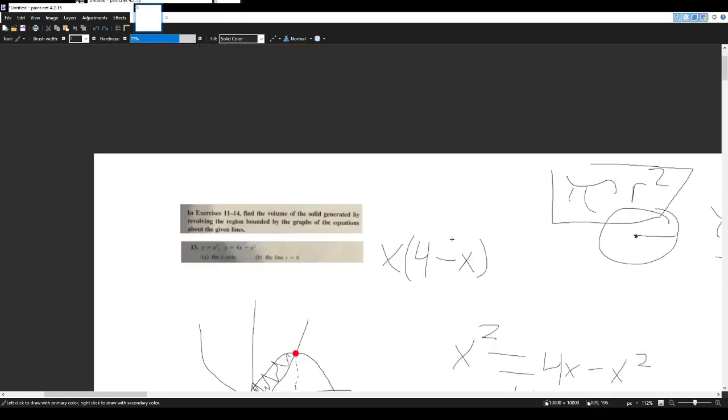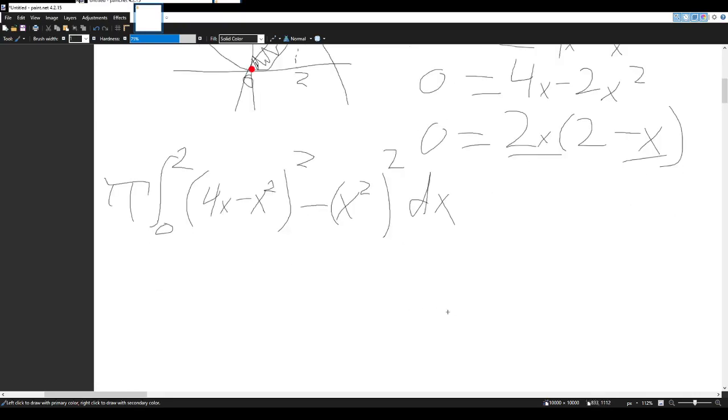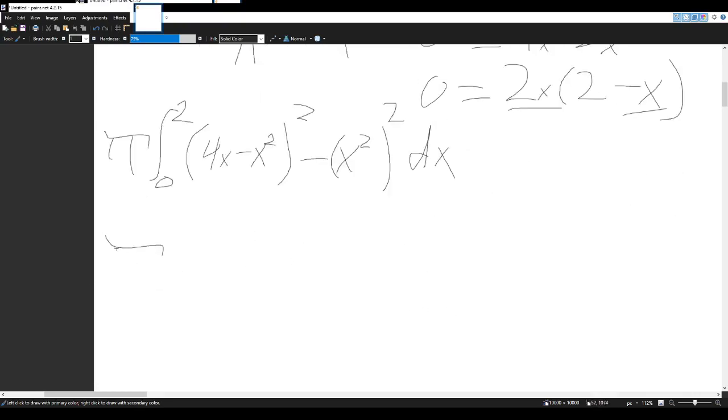So of course the pi, from the equation that we had, and the integral, we know our two intersections. It's from 0 to 2. And then we have 4x minus x squared, and this whole thing is squared, and then minus the other function, which is just x squared. But remember, it's x squared squared dx. For integral purposes, I don't really like the form with all the parentheses and the squares, so I'm just going to expand everything out. It shouldn't be too hard. I think at this point in my math career, I can do this pretty quickly.